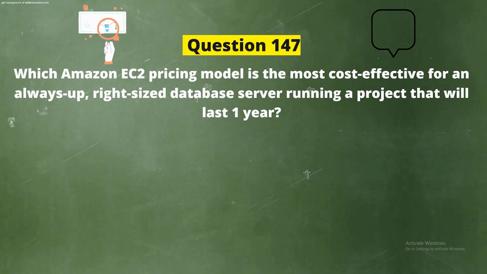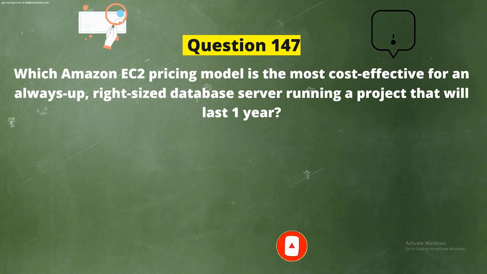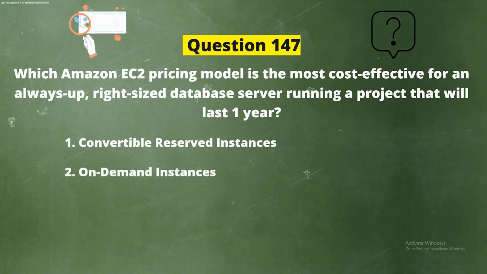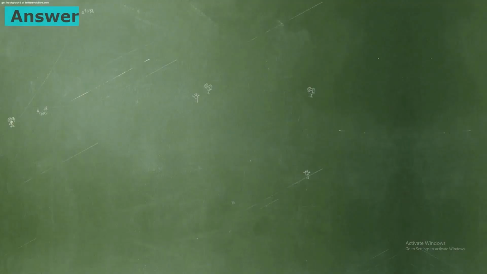Next question. Which Amazon EC2 pricing model is the most cost-effective for an always-up, right-sized database server running a project that will last 1 year? And the options are: Option 1. Convertible reserved instances. Option 2. On-demand instances. Option 3. Spot instances. Option 4. Standard reserved instances. And the correct answer is Option 4.